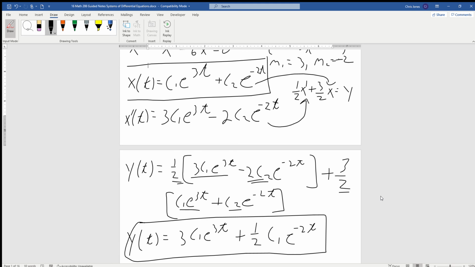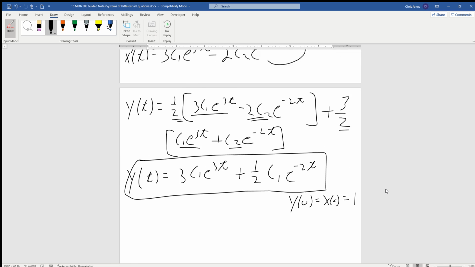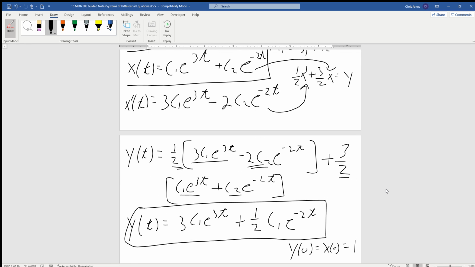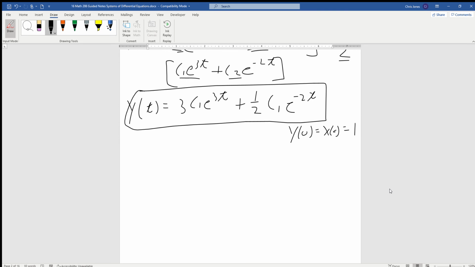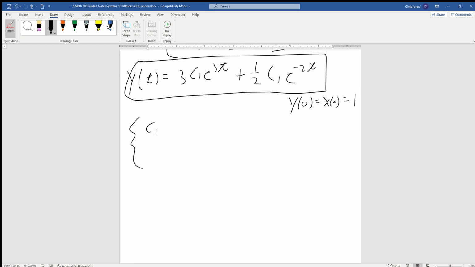And remember that we had the initial condition that y at 0, which was equal to x at 0, was equal to 1. They were all equal to 1. So now we can make our system. And we're going to substitute 0 back in for t. Now notice when we substitute 0 in for t, all of the e to the 3t's and the e to the minus 2t's are just going to become 1. And so here's our system. By substituting 0 in to these two, we have c1 plus c2 is 1. And then for the other one, we have 3c1 plus 1/2 c2 is equal to 1.